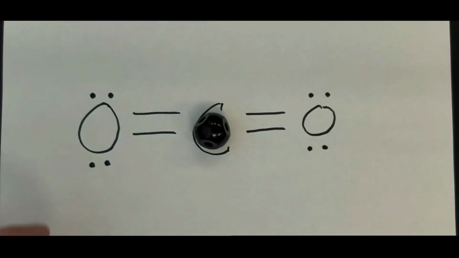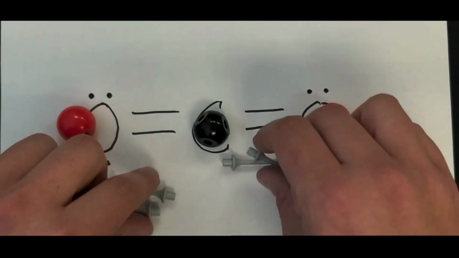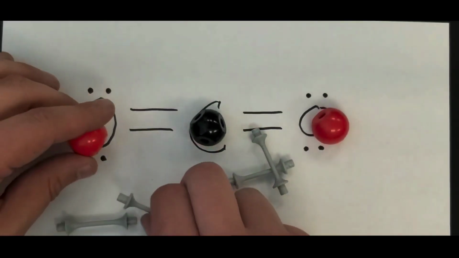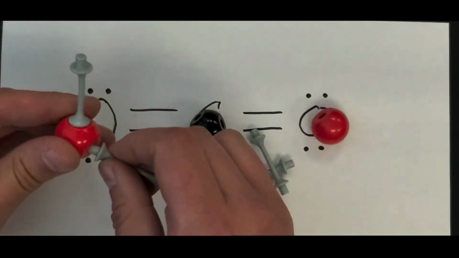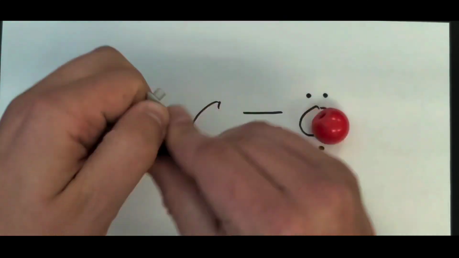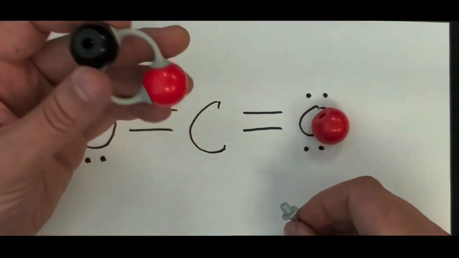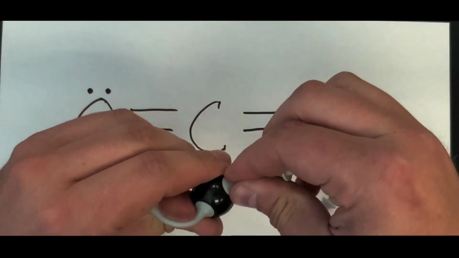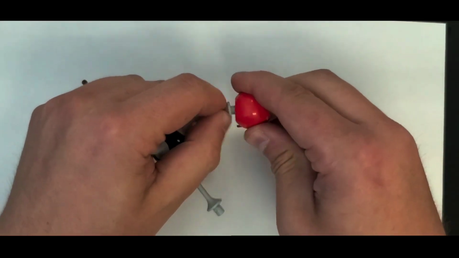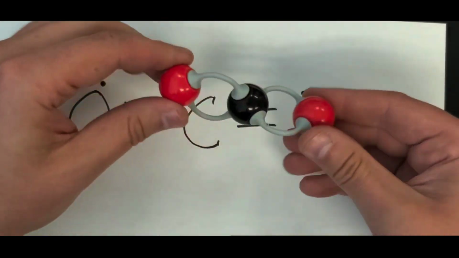So here's our carbon, here's our oxygens, and we need a total of 4 bendy sticks to do this. So I'm just going to build it from left to right. Okay, so there's the first oxygen. And here is the second oxygen.